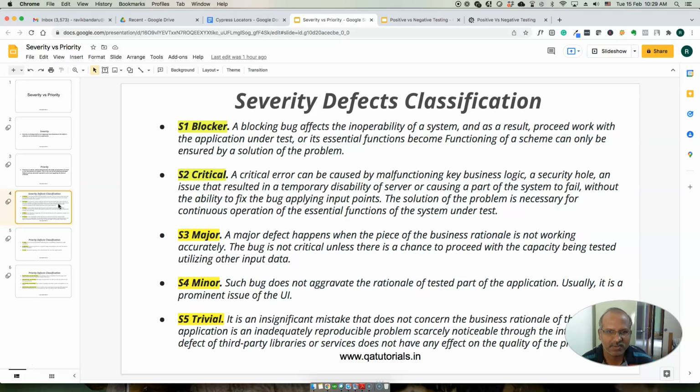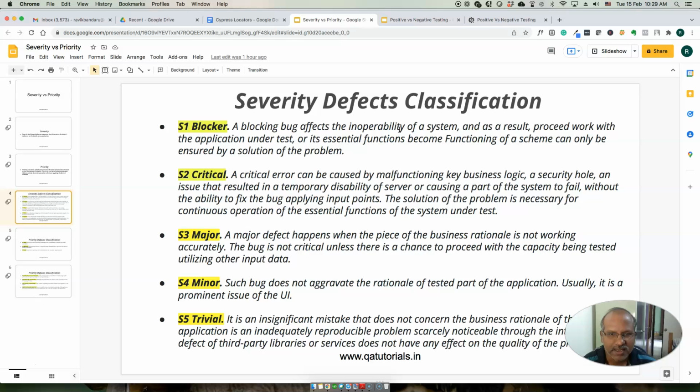So blocker is the highest severity, where you cannot use the system. A blocking defect affects the inoperability of a system. As a result, you cannot proceed with the work on the application under test, and its essential functions can only be restored by a solution of the problem. So if there is a blocking defect, you cannot use the system to test it, and it needs to be fixed before we can continue using the application. That is a blocker.